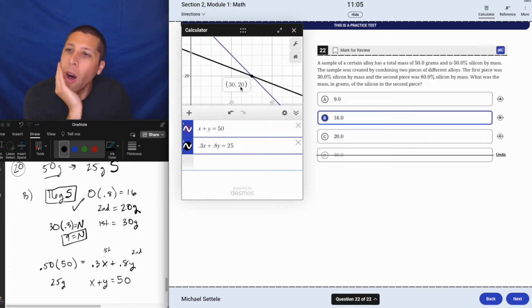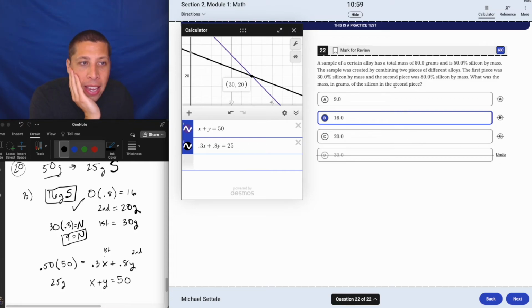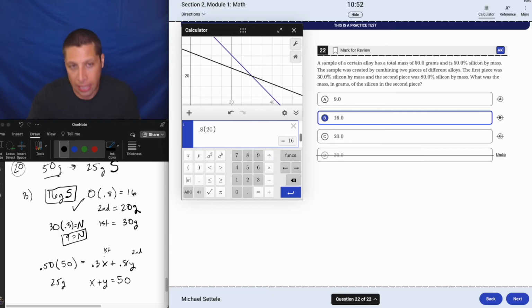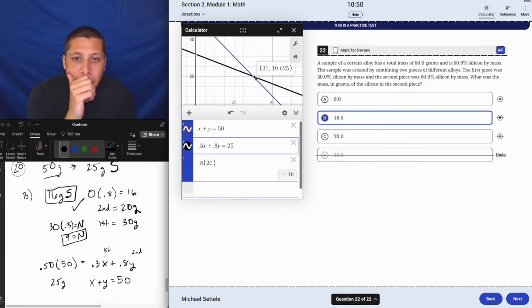But we want the amount of silicon in the second piece. So we need to take 80% of 20. So 0.8 times 20 is my 16. Yeah. Good question. Good question.